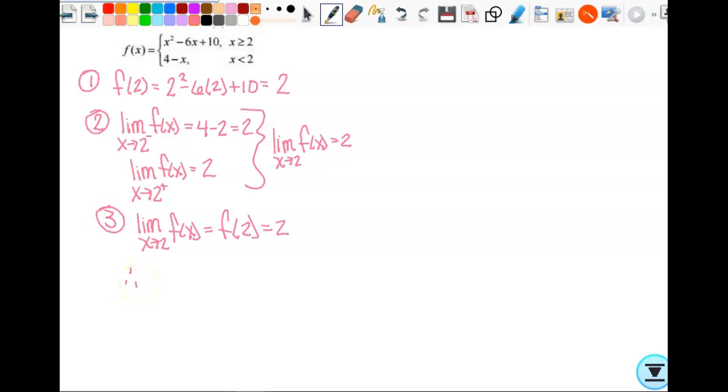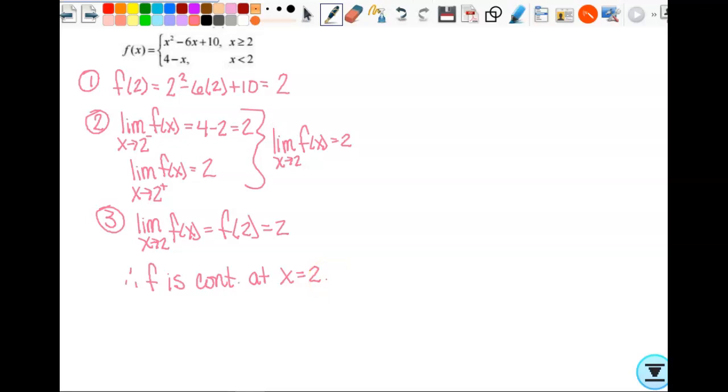This is some of the words that some of y'all were having trouble with. I've got all that. I've used the rule for continuity. So I can say therefore, f is continuous, and I can't just say continuous. It's continuous at x equals 2. Okay, so I've got my continuity piece.